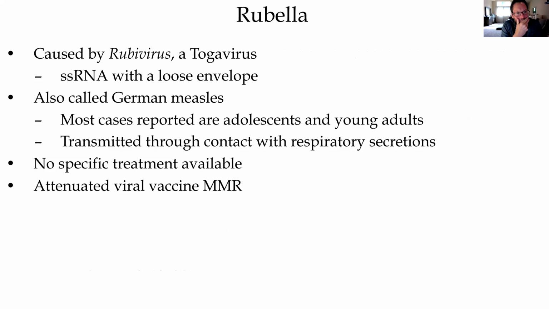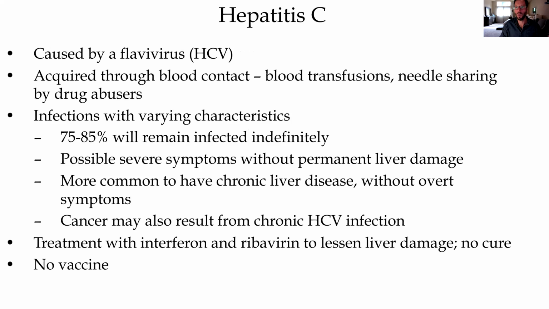Rubella, single strand RNA, has a loose envelope. So it's not tethered down as strongly with these matrix proteins. And oftentimes in young people, they're the ones that get rubella. And again, we have the MMR, so it shouldn't be as common as it once was, but it's probably somewhat on the incline now.